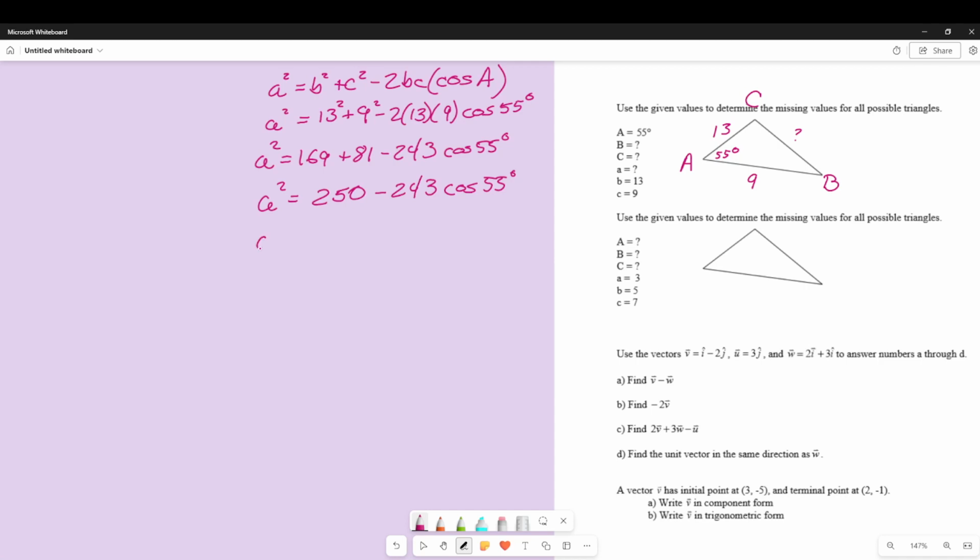Do be careful of not subtracting those. I mentioned that before. It looks like it would be nice to subtract them, but that multiplying by cosine 55 has to happen first. So 250 minus 243 times the cosine of 55 degrees is 244.6. Surprisingly small. Oh, that's because I'm in radian mode. Do be careful. I knew that felt wrong.